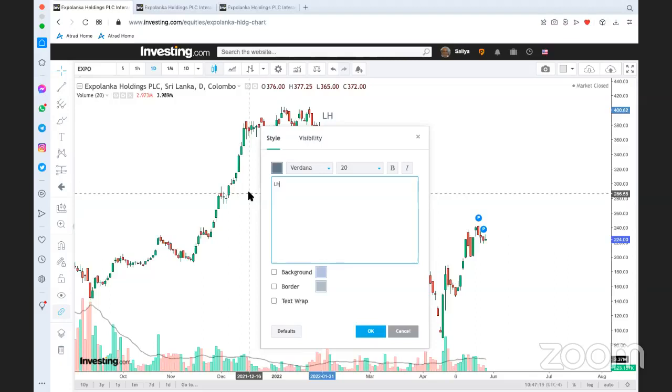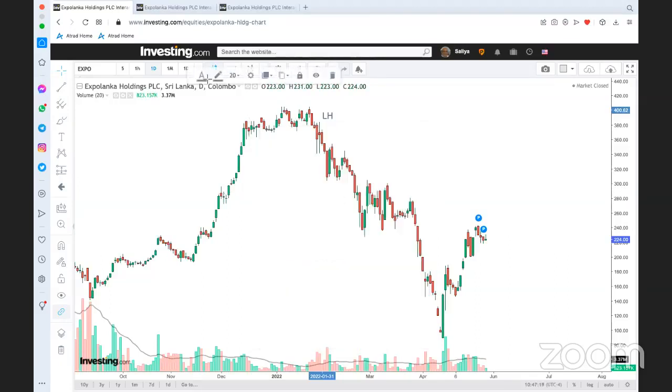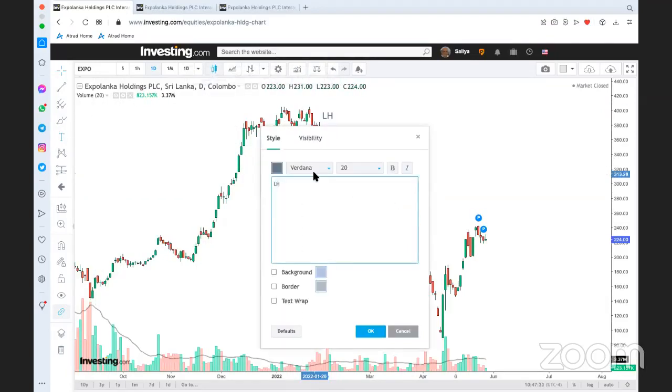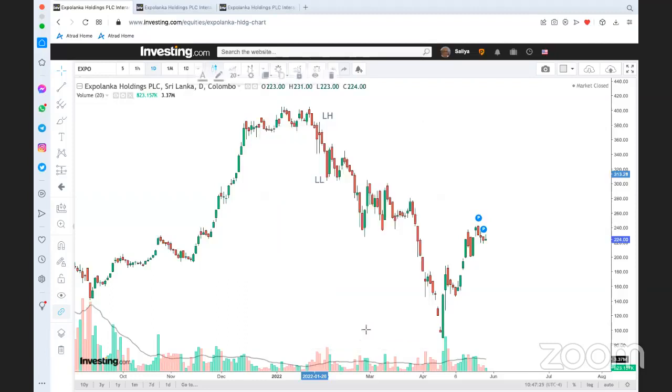LH is lower highs. Then LL we know is lower lows, right? Now this lower highs, lower lows, at one point it turns, right? So basically from these lower lows, the last lower low becomes here. That is from this end to this end.